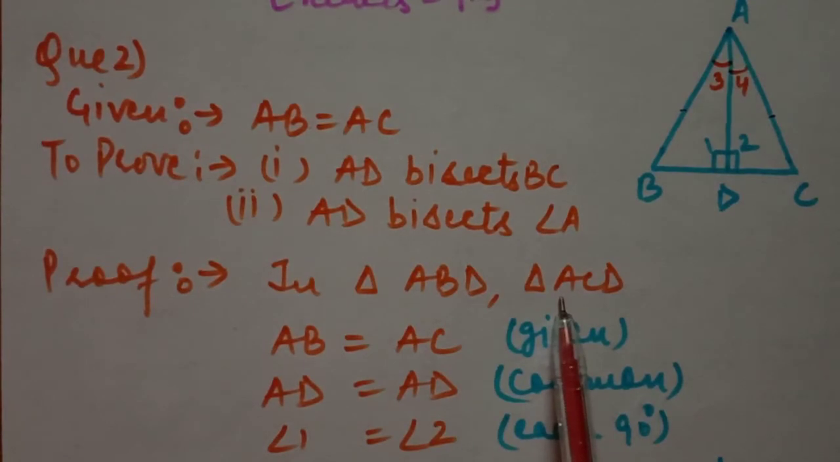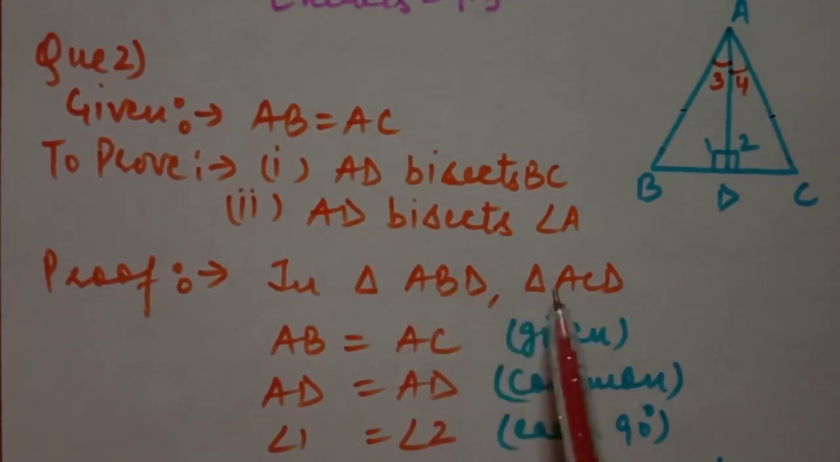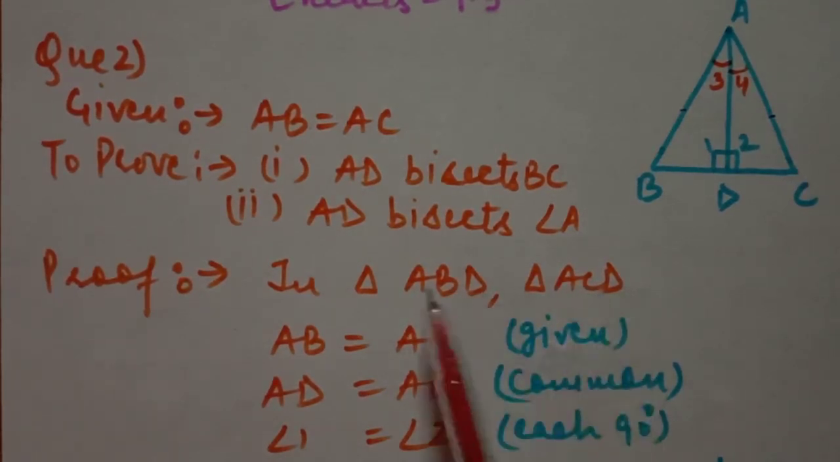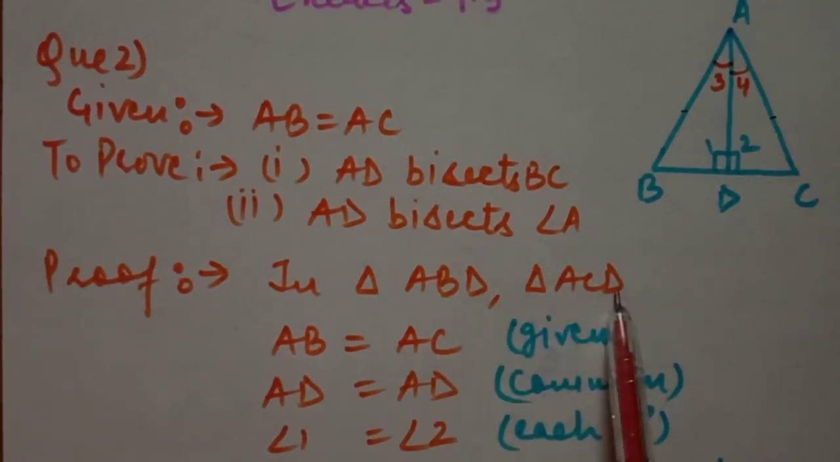It is compulsory in each and every part, and please remember about the corresponding parts also. See, ABCD, ABD, ACD. So A is corresponding to A, B is corresponding to C, D is corresponding to D. We need three elements. First is AB is equal to AC, reason given. AD is equal to AD, common. Angle 1 is equal to angle 2, each 90 degree.